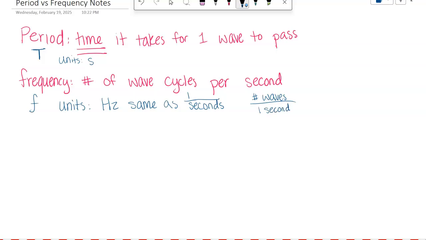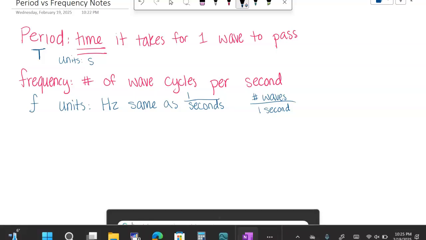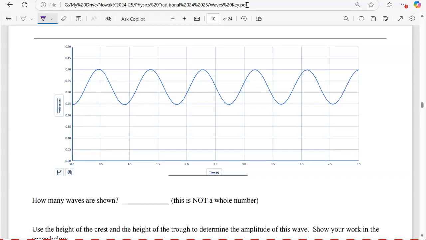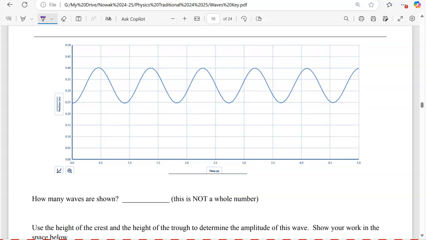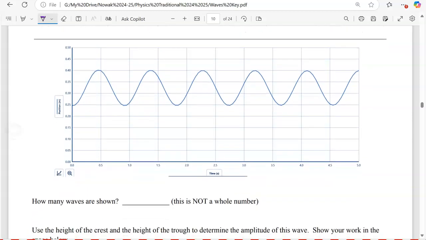So if you were to work out those units, waves is a unitless number, and then obviously time in seconds. I want to actually look at a graph and see how we can extract this information from a graph. So if you go to page 10, which is one of the pages you'll be working on after you watch this video, and go to the bottom half of the page, we see this graph here that looks pretty familiar.